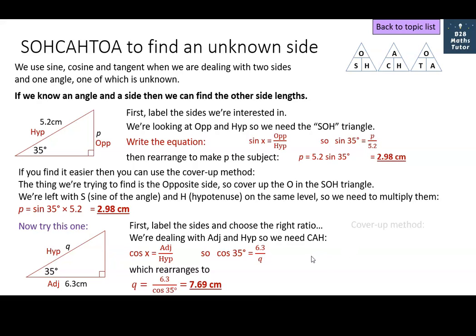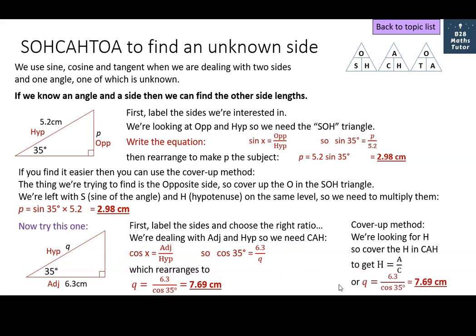Doing that one with the cover-up method, we're looking for h, so we cover up the h in the CAH triangle, and we're left with h equals a divided by c. So the hypotenuse, q, is the adjacent, 6.3, divided by c, the cos of the angle, which of course, again, gives you 7.69 centimetres.